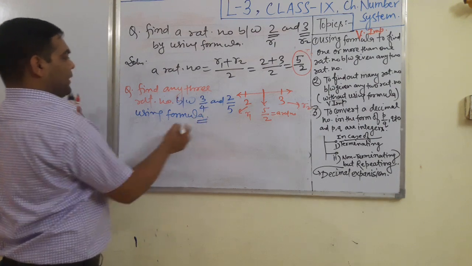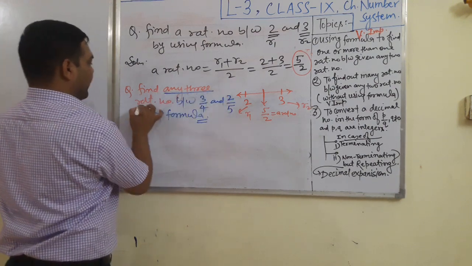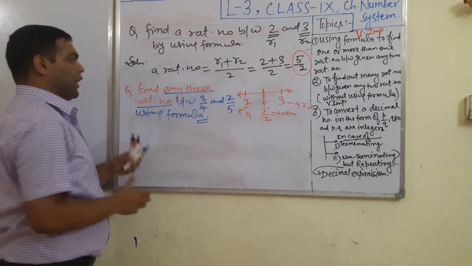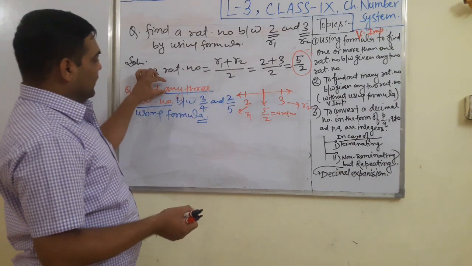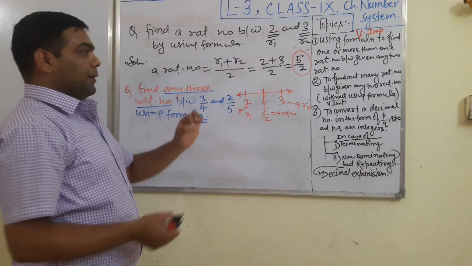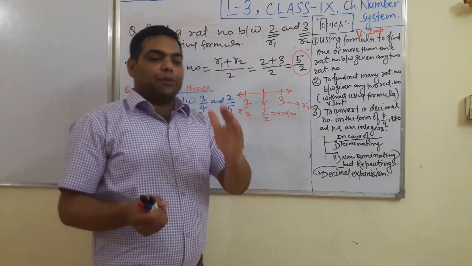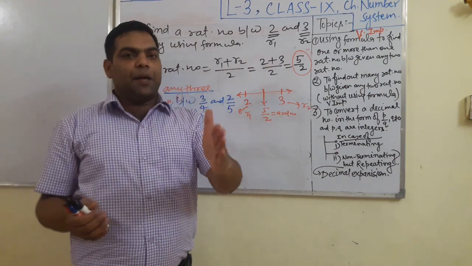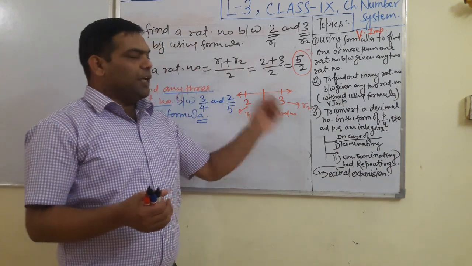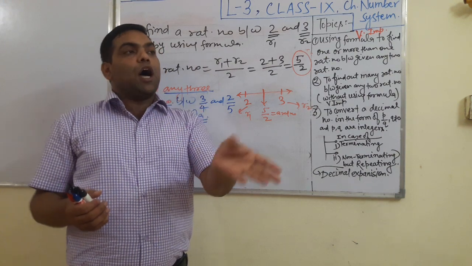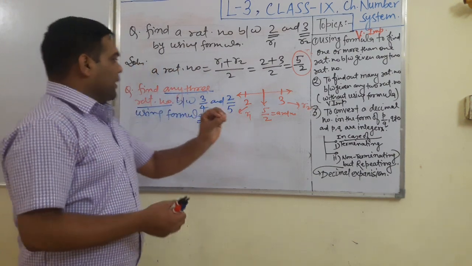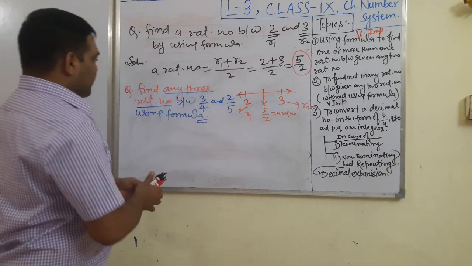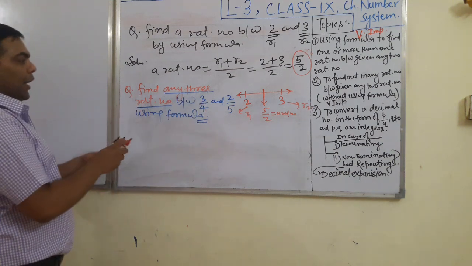Okay, students, here we have to find out any three rational number between 3 by 4 and 2 by 5 using formula. Students, here it is present in the question any three. Why it is so? Because we all are knowing that there exist infinitely many rational number between given any two rational number. Out of those infinite, we have to find out any three. So now see it with the help of formula how to do.